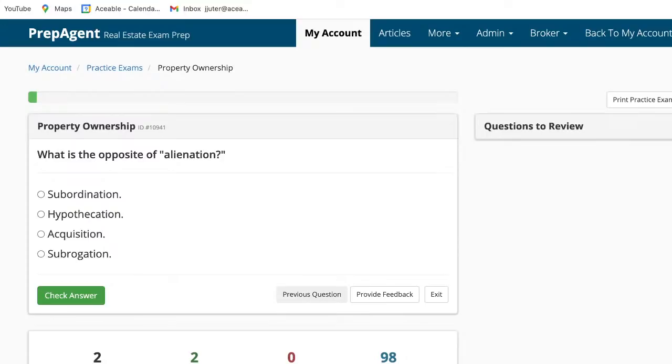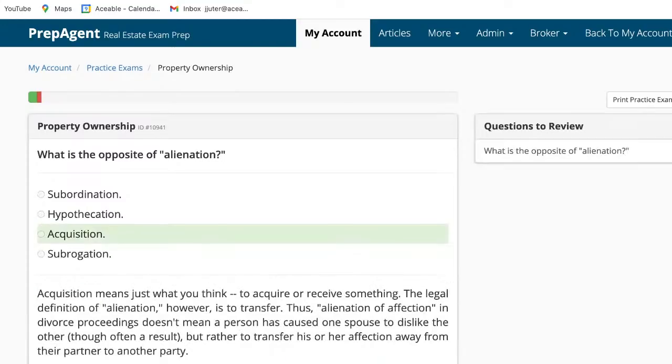Movable. Okay, what is the opposite of alienation? A, subordination, B, hypothecation, C, acquisition, or D, subrogation? And the answer is acquisition. Good. When you alienate something, you're getting rid of full responsibility. You're getting rid of it.